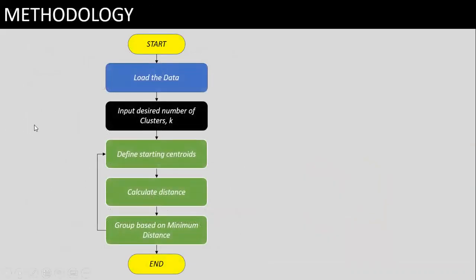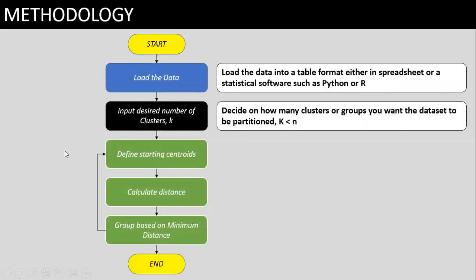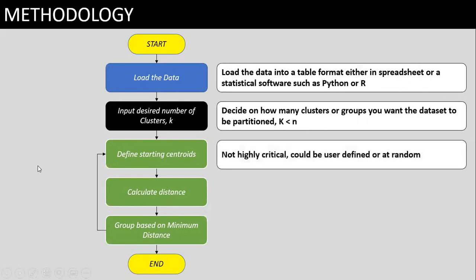For the methodology, of course, we have to load the data in a table format, either in Excel or in Python or R. Then we have to define the k, or the number of clusters, where k should be less than the number of observations n. Next, we have to define the starting centroids. This is not highly critical because it could be user defined, since this will iterate anyway. The centroids will change for each process loop.